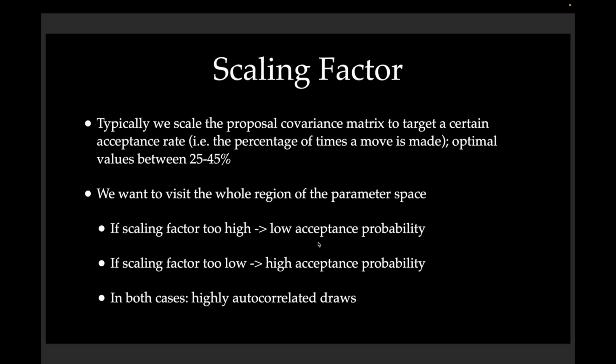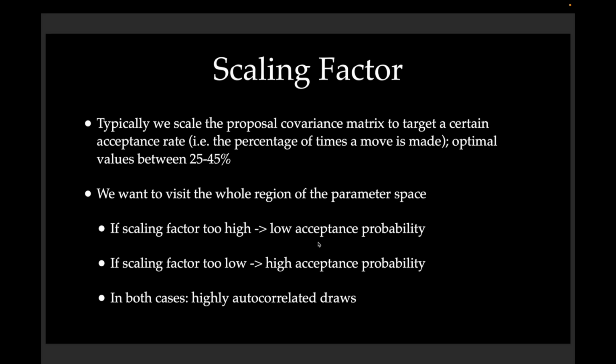Now, another choice that you should tune is to scale this covariance matrix. Typically this is done by a scaling factor C that we multiply to the sigma matrix, and we try to scale this in such a way that we can make sure that we have visited the whole region of the parameter space. What we look at here is how many draws we accepted and how many we did not accept. So what is the average acceptance probability of the draws?